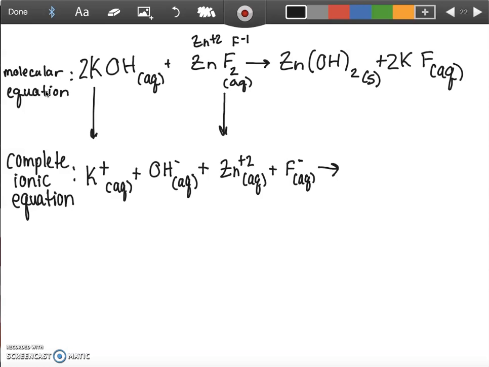For the product side, you see this solid zinc 2 hydroxide, we cannot break that up because it is solid, so we are going to leave it as a solid. But we can break up the KF because it is aqueous, and potassium will produce a K+ aqueous ion and an F- aqueous ion. That, ladies and gents, is the complete ionic equation. And technically what you need to do now is you need to go through and balance it out.